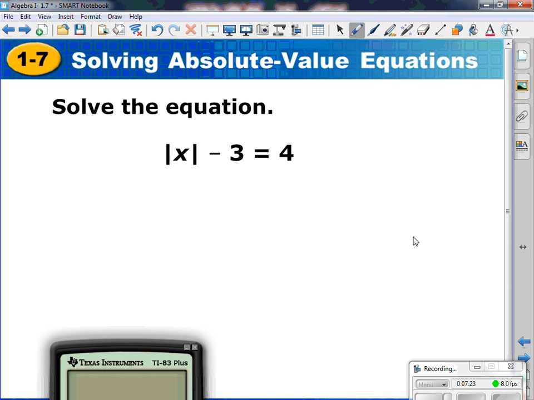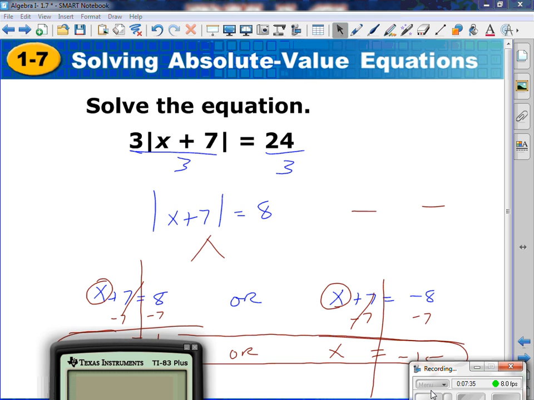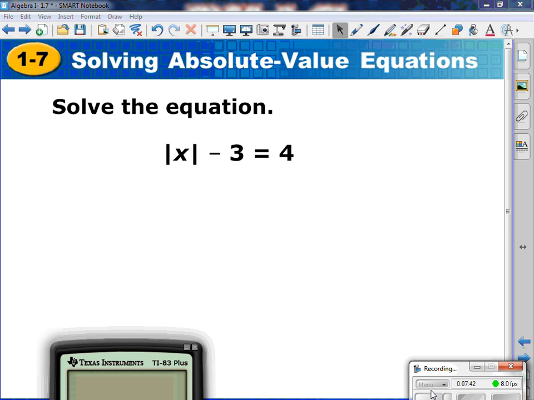I have the absolute value of x minus 3 equals 4. See if you can do this one. Coming around, I saw that a lot of you were listening on that last problem. What did we have to do on this one first? Divide by 3. You have to get the absolute value by itself.